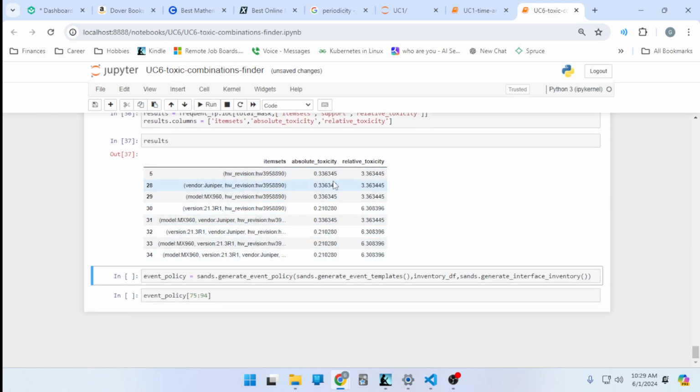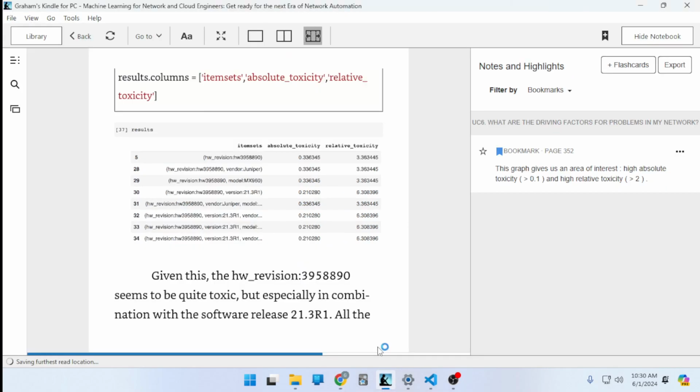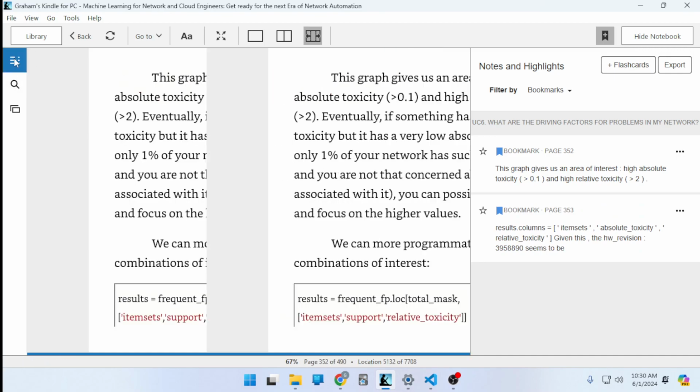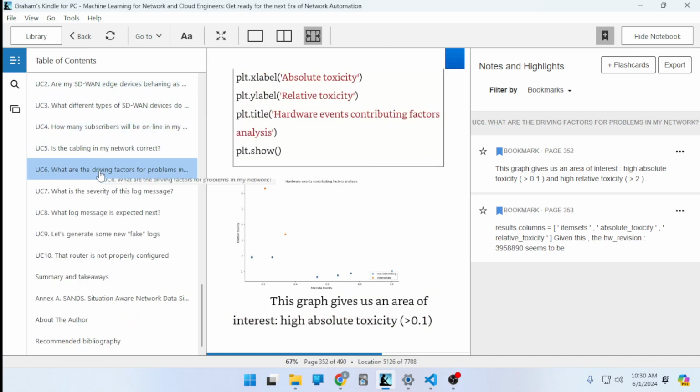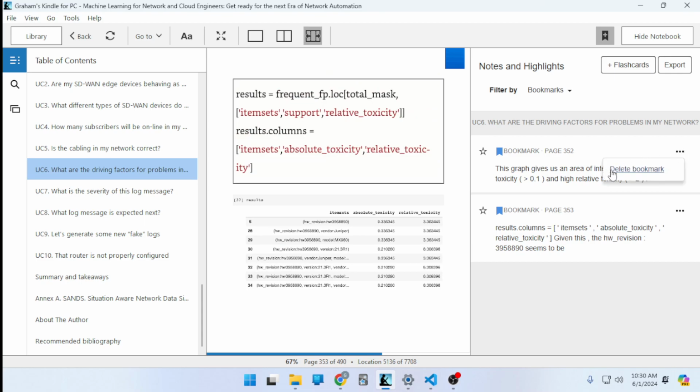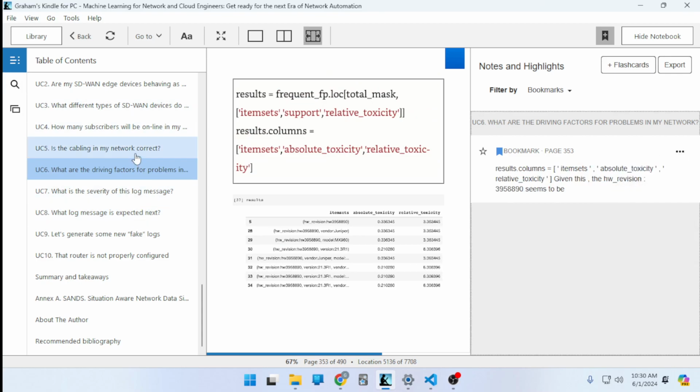Okay, so now we've got the relevant. Isn't this cool? I can see this being useful for all sorts of different things. So I recommend it so far. If there's any use case to hone in on, definitely hone in on use case 6. So what are the driving factors for problems in the network? That's a good place to learn about that. But yeah, really powerful stuff. This is the first one I'd say where I was like, whoa, I can definitely see the potential of this.